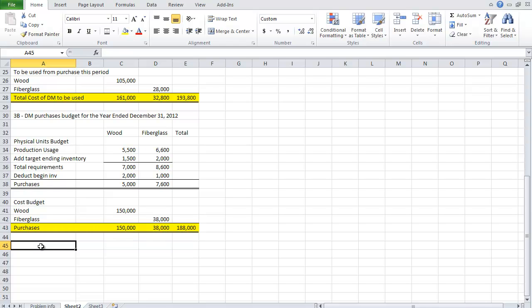Step number 4 asks us to prepare a direct manufacturing labor budget. So I am going to now take a look at that. What we're going to start with here is, let's put down our cost driver. Let's come up with direct material labor hours per driver unit. Let's do our total hours, and let's take a wage per hour, and then we'll come up with a total.